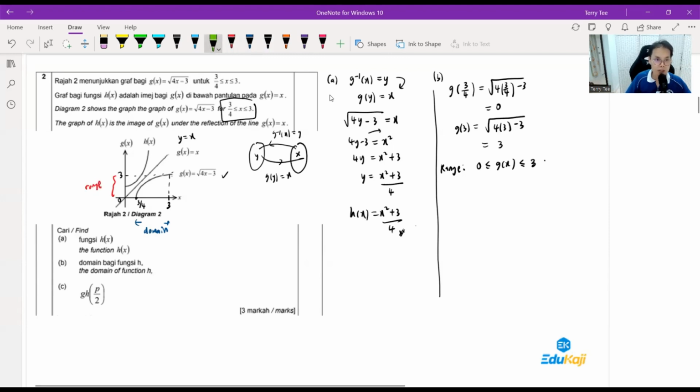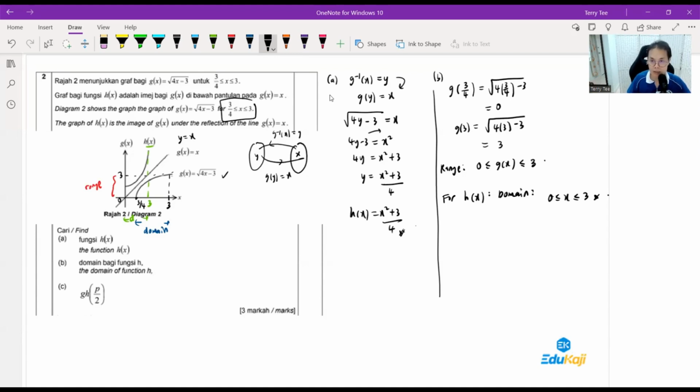The moment you inverse it, this one is now your domain. The green one is now your domain. The range of G(x) is now the domain for G inverse of X, in this case, your H(x). So we say for H(x), right? Your domain is X between 0 and 3. That's all. Yeah, remember, the domain of your inverse function is the same as the range of your original function, because once you reflect it, right, the domain and range will now interchange.